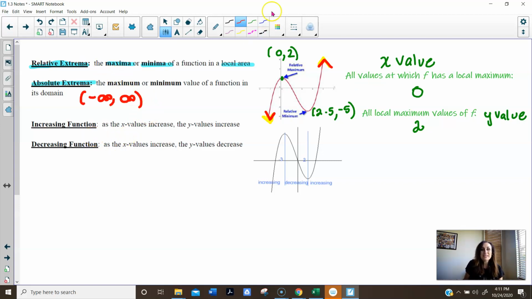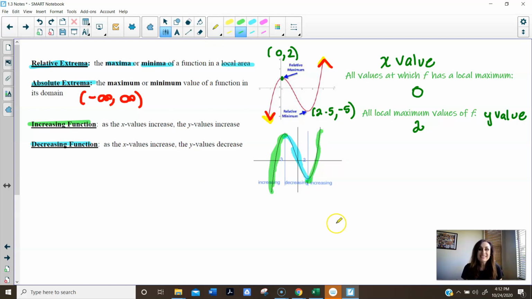Now looking at increasing, decreasing. If you're on a roller coaster and you're going from left to right, then you're increasing when you're moving up. So this whole part of the graph is increasing. And then decreasing is when we're moving down from left to right. So here's the decrease. Decrease. And then the increase is going to be where it turns again and the roller coaster moves up.